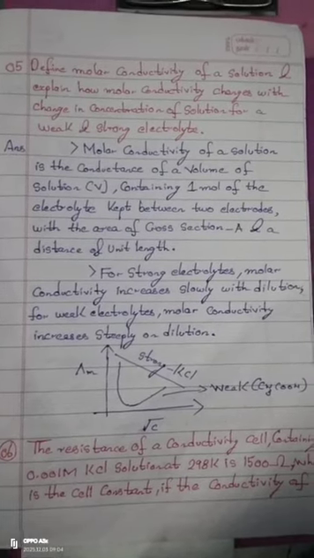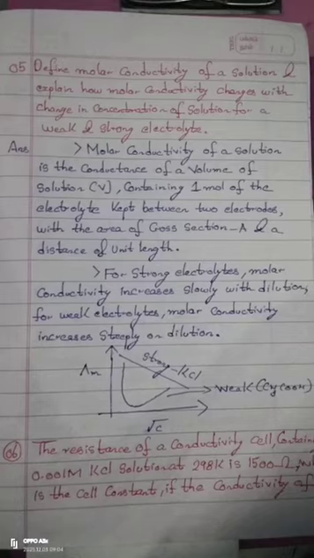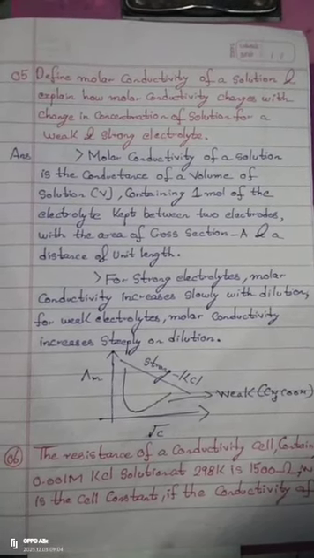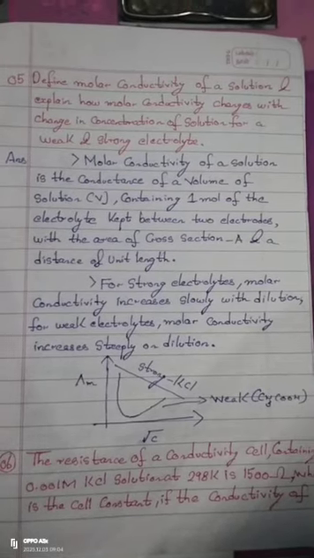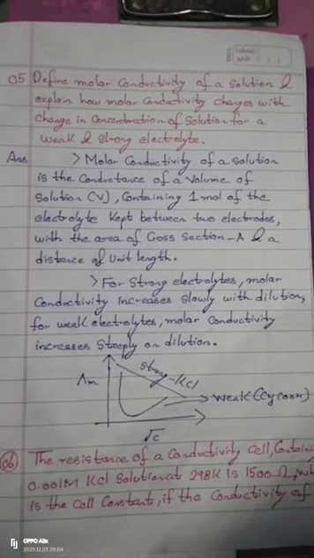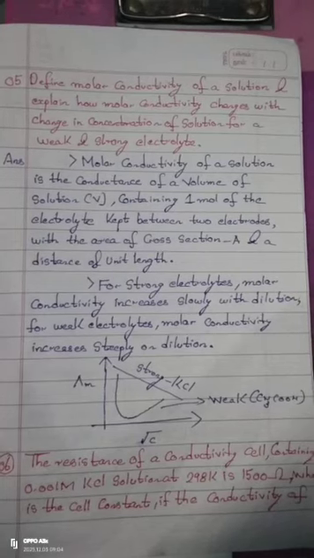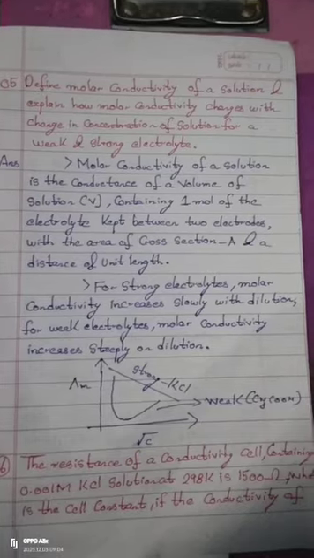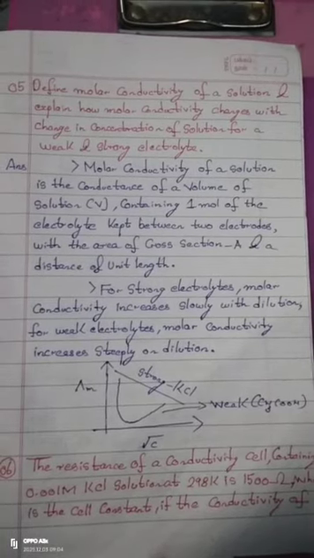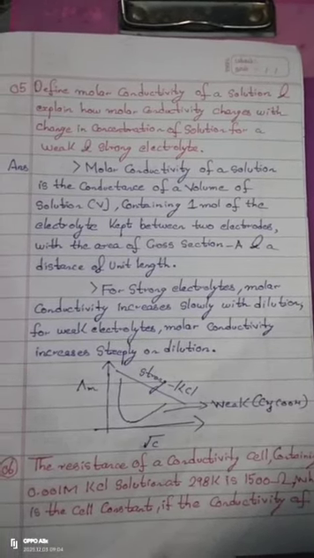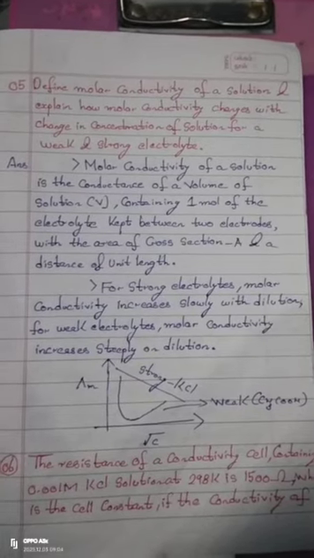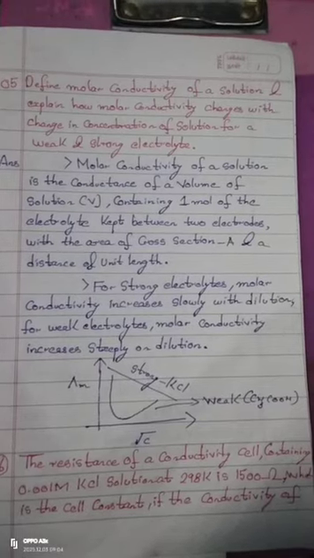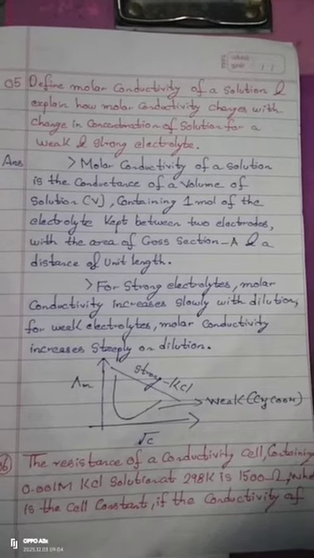The definition of molar conductivity: molar conductivity of a solution is the conductance of a volume V of a solution containing 1 mole of electrolyte, kept between 2 electrodes, anode and cathode, with the area of cross section A and a distance of unit length L between the 2 electrodes.